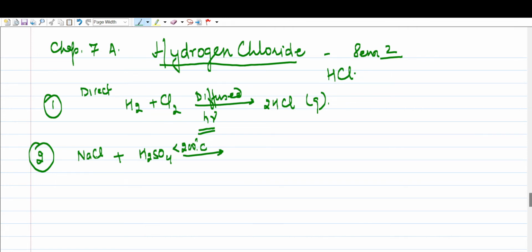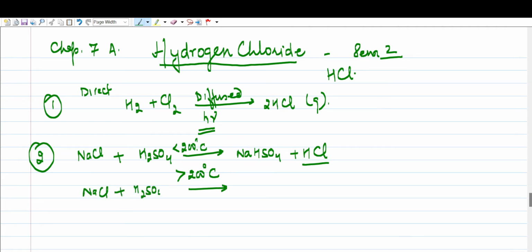So what happens if we take a temperature below 200 degrees centigrade? The product is NaHSO4 plus HCl, sodium hydrogen sulfate, and the gas released is hydrogen chloride. Now, if we keep the temperature above 200 degrees centigrade, then instead of NaHSO4, sodium chloride plus H2SO4, 2 sodium, and we'll get Na2SO4 plus 2 molecules of HCl gas.